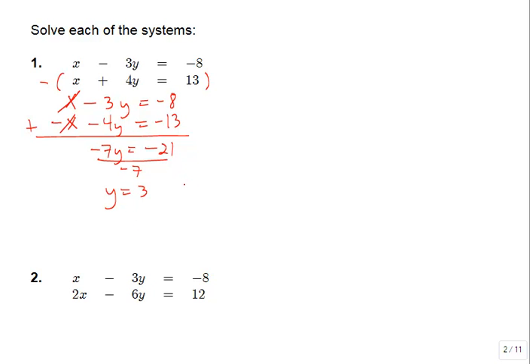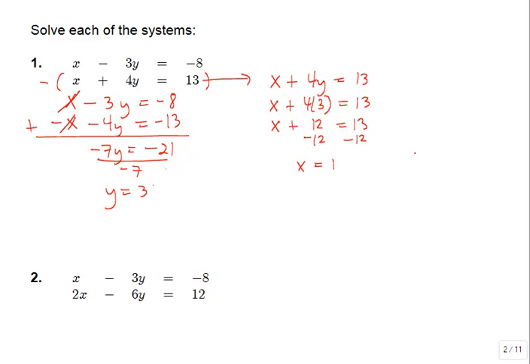Now in order to find x, I need to take that 3 and plug it into any of these equations. And I'm just going to go ahead and use this second one here and substitute in 3 for this y. It doesn't matter which equation you use. x plus 4 times 3 is 12, so when I subtract 12 over to the other side, we get x is 1. So our solution is (1, 3). And this would be the case of graphing these two lines and finding out that they intersect at the point (1, 3).